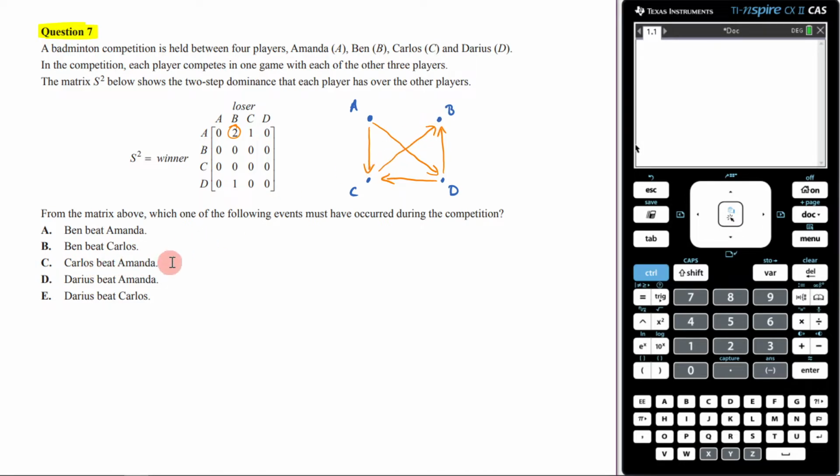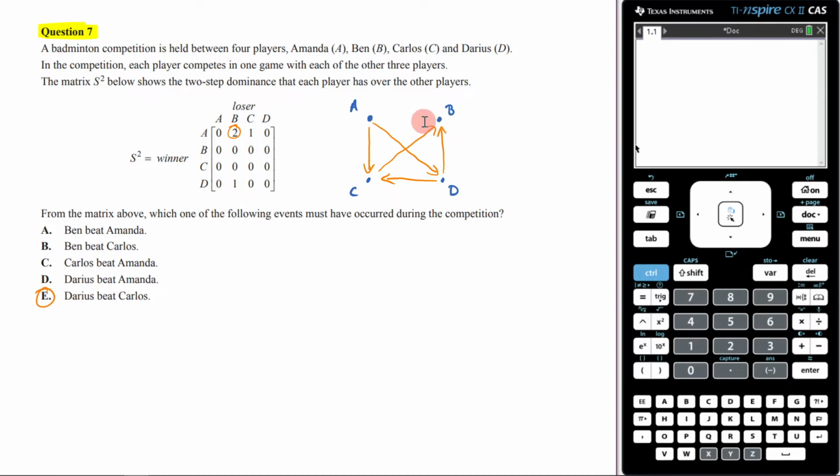Did Carlos beat Amanda? Well, here's Carlos. Carlos didn't beat Amanda. Did Darius beat Amanda? Darius did not beat Amanda. Did Darius beat Carlos? Darius beat Carlos. That is true. E is correct. So we actually didn't have to fill in this point to answer the question.